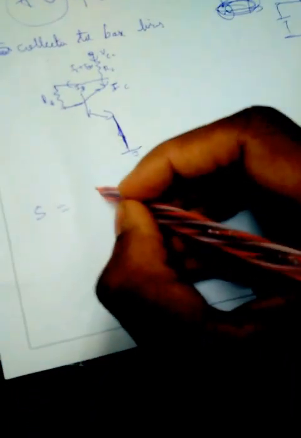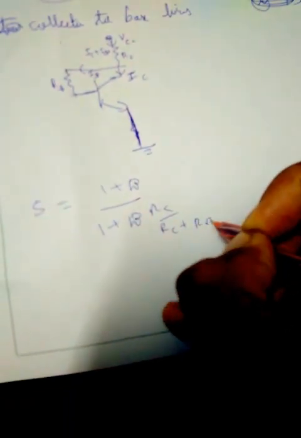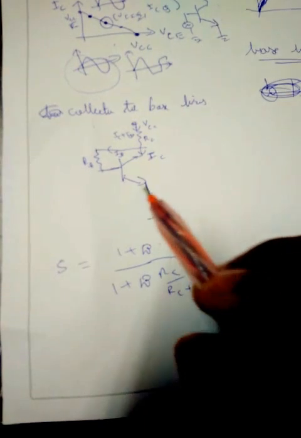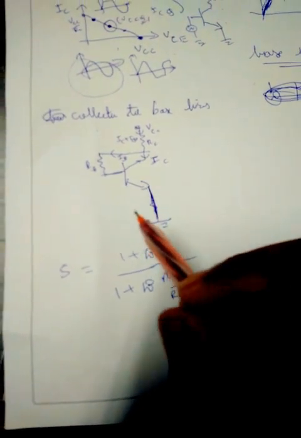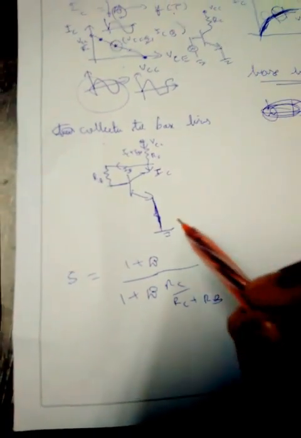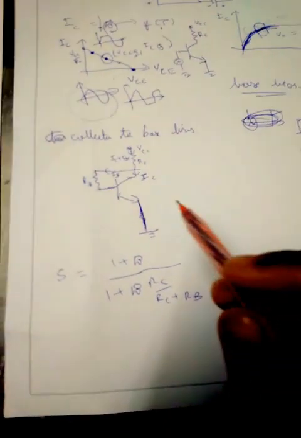The stability factor for this is given by S equal to 1 plus beta into RC by RC plus RB. And there's a reason why you haven't seen this in your laboratories. I shall discuss it after talking about the self bias.